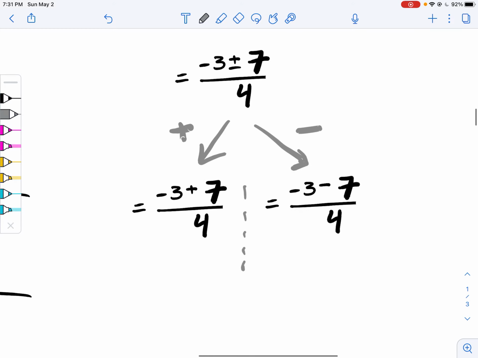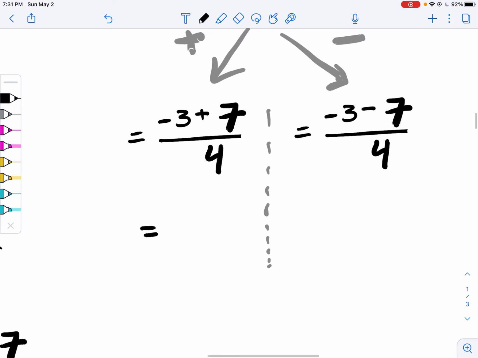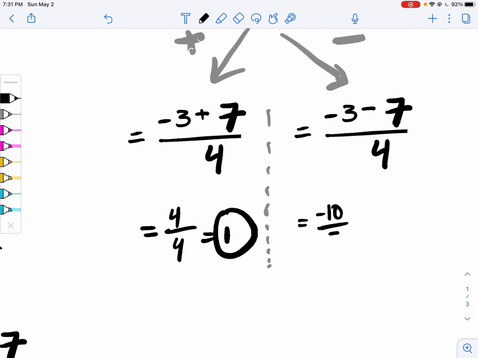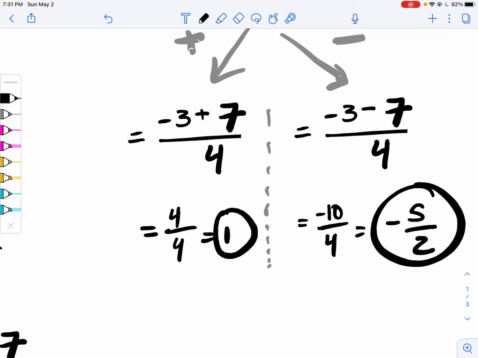So we're left with -3 plus 7 over 4 and -3 minus 7 over 4. -3 plus 7 is a 4. 4 over 4 is 1. Awesome. On this side we have -3 minus 7, which is -10 over 4. -10 over 4 simplifies to -5 halves. And I like to leave it like that.